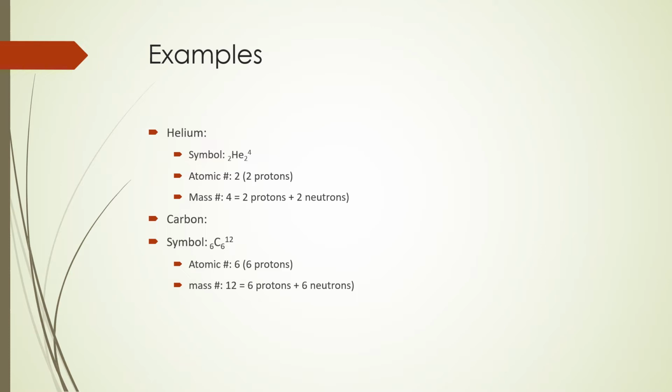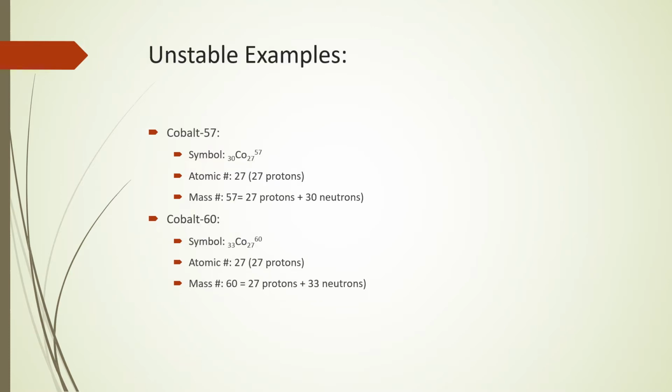We can see the second example of the element carbon shown. An atom having 6 neutrons, 6 protons, and a mass number of 12 is called carbon-12. You can have a variation of carbon where you have 8 neutrons, 6 protons, and that element is called carbon-14. An example of an unstable element is cobalt-57, a common radionuclide used in nuclear medicine, and also cobalt-60. Both cobalts have the same number of protons, which is 27, but cobalt-57 has 30 neutrons and cobalt-60 has 33 neutrons. So the mass number of cobalt-57 is 57 and the mass number of cobalt-60 is 60.